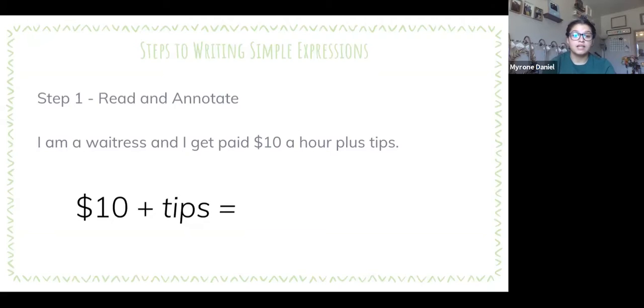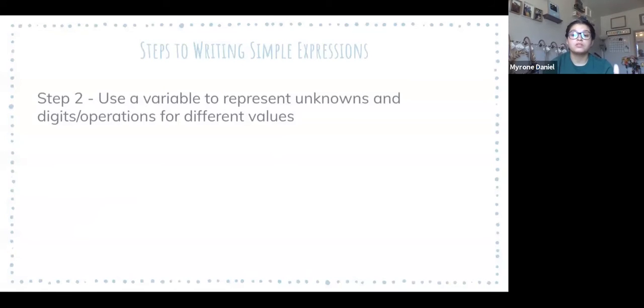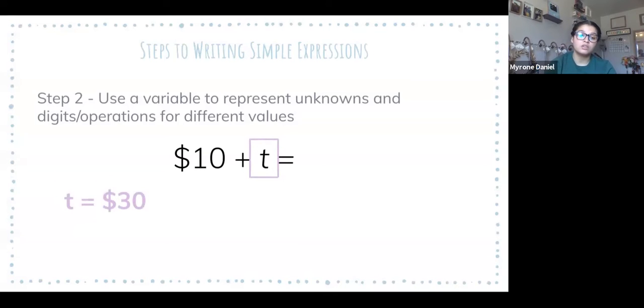Okay, so our second step is to use a variable to represent unknowns and use digits and operations for different values. So this is what I wrote. I make $10 an hour plus tips, and I made tips T. So now let's say, what if my tips I made in 1 hour is $30? Now I want to put that number into the T slot.